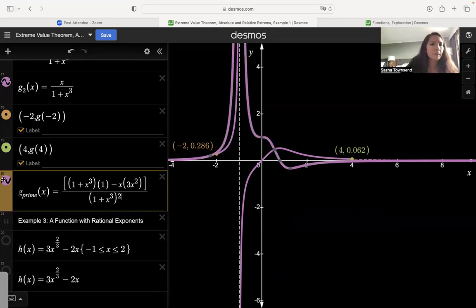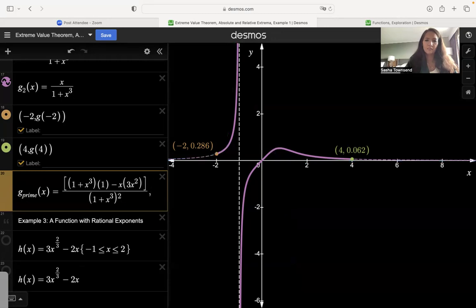Oh my goodness. So that's your derivative graph, or your derivative function. We're only interested in it on the interval from -1 to 3.